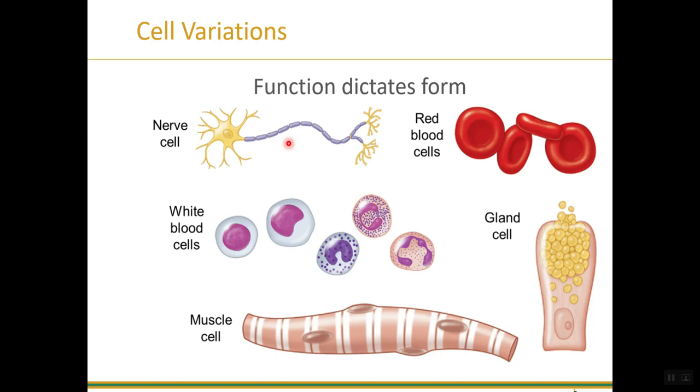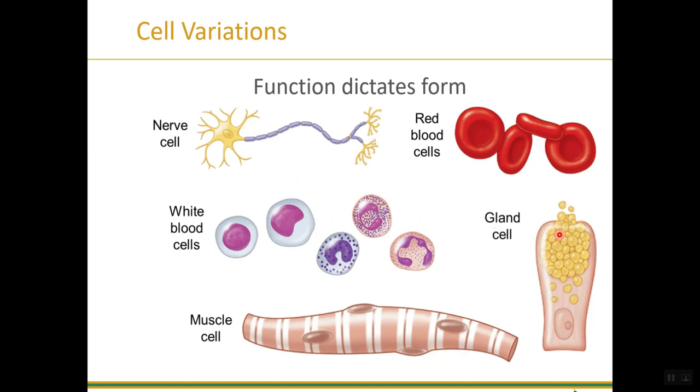Okay, these have long extensions, and this is what allows these cells to transmit impulses to other areas of the body. Then you have a muscle cell. This allows for movement. You have your red blood cells, which are a type of cell that don't have a nucleus, and these are used to transfer oxygen, nutrients throughout the blood, and they can move throughout blood vessels.